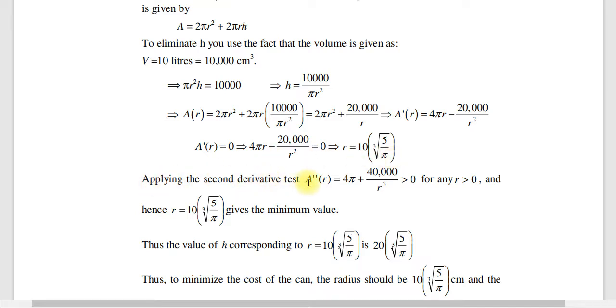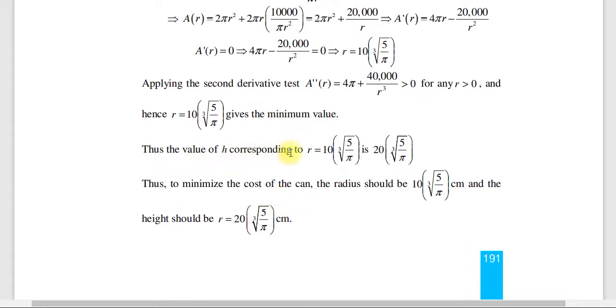Applying the second derivative test, that is, the second derivative of A of r, which is equal to 4 pi plus 40,000 over r cube, which is greater than 0 for any r greater than 0, and hence r is equal to 10 times third root of 5 over pi gives the minimum value.